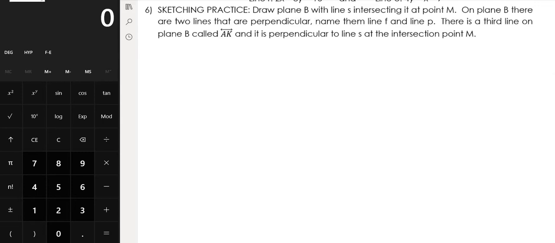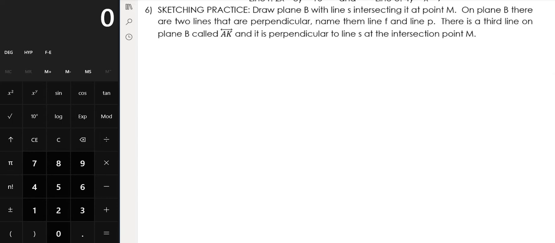Let's go on to number 6. Sketching practice. Okay, so we're going to be sketching. Draw plane B with line S intersecting it at point M. On plane B are two lines that are perpendicular. Name them line F and line P. There is a third line on plane B called AK, and it is perpendicular to line S at the intersection point M. Okay, there was a lot happening there.